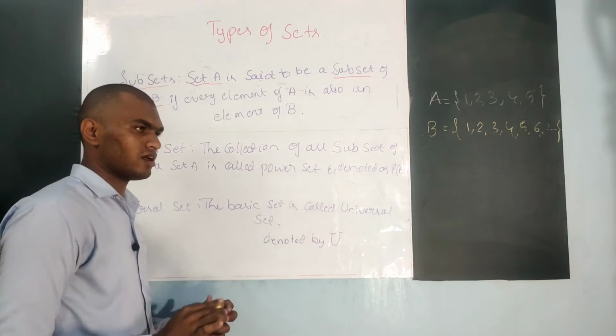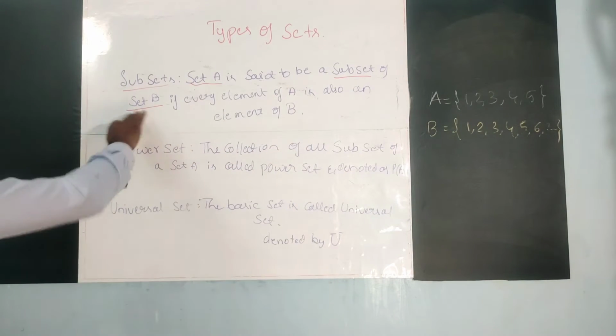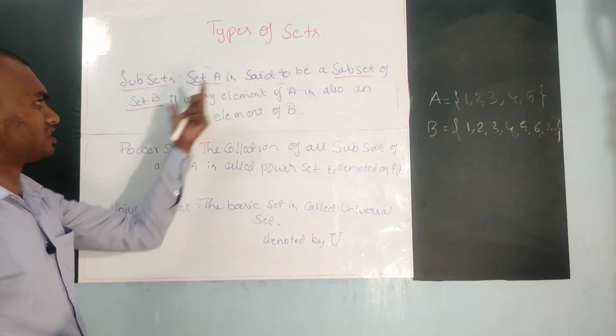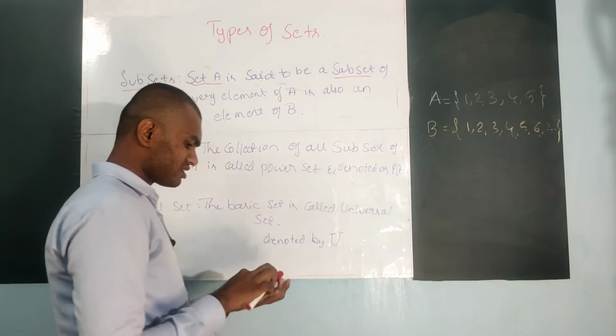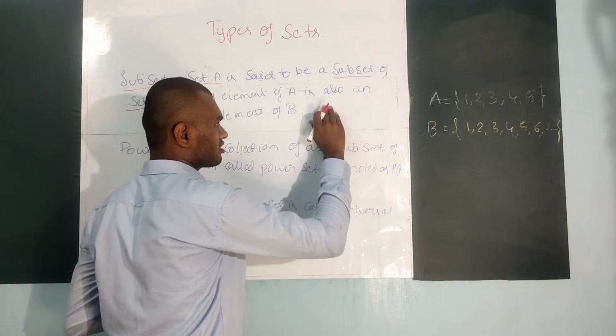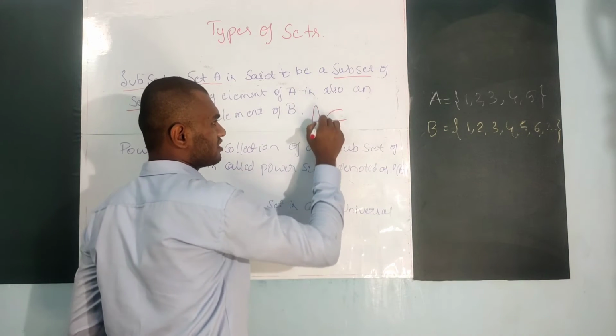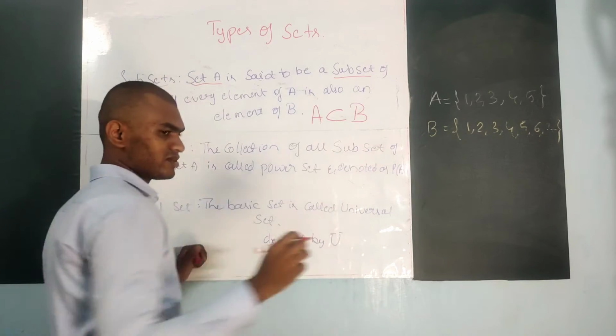Okay, so I want to say that A is a subset of set B. Set A is a subset of set B. So basically you need to know that it is denoted by a symbol like this. So subset is defined by a symbol like this. So A is a subset of B, I will say like this.